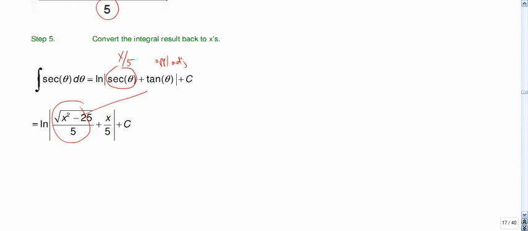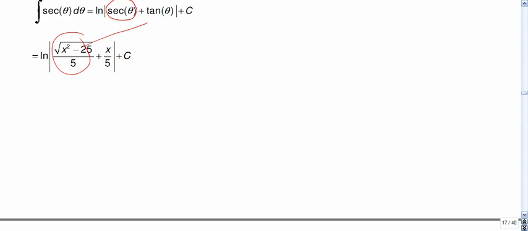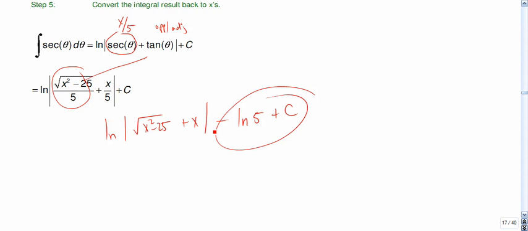Again, if I wanted to, I could rewrite the answer. I guess I didn't here. If I wanted to, I could think of it as natural log of the square root of x squared minus 25 plus x, all over 5, but remember the rule said we can do minus the natural log of 5 plus c, and then combine those into a single c. And if you looked in the back of the book, that's likely to be what they would do on a problem of this nature.